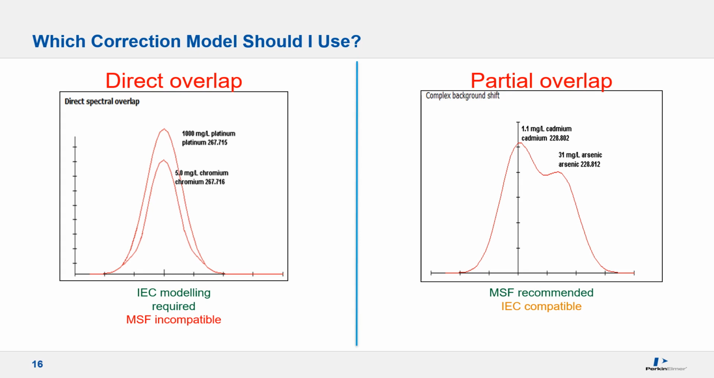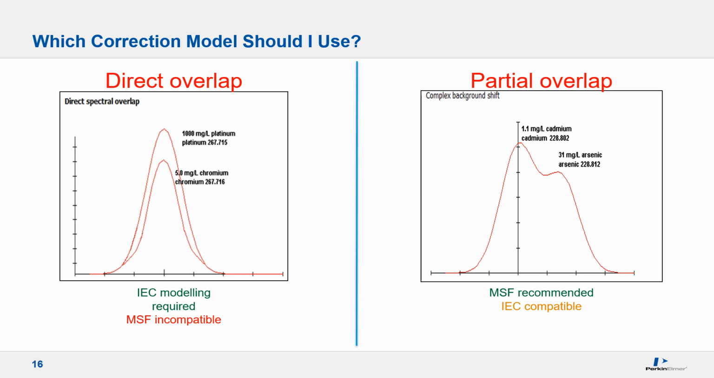So, should you build an IEC or an MSF correction model? There are two types of spectral overlap: direct spectral overlap shown on the left, or partial spectral overlap shown on the right. Determining which type of spectral overlap you are facing will determine the correction model that should be employed. For the correction of direct spectral overlap, such as the platinum chrome spectra displayed, IEC must be used. IEC is the only correction model that is capable of overcoming direct spectral overlap.